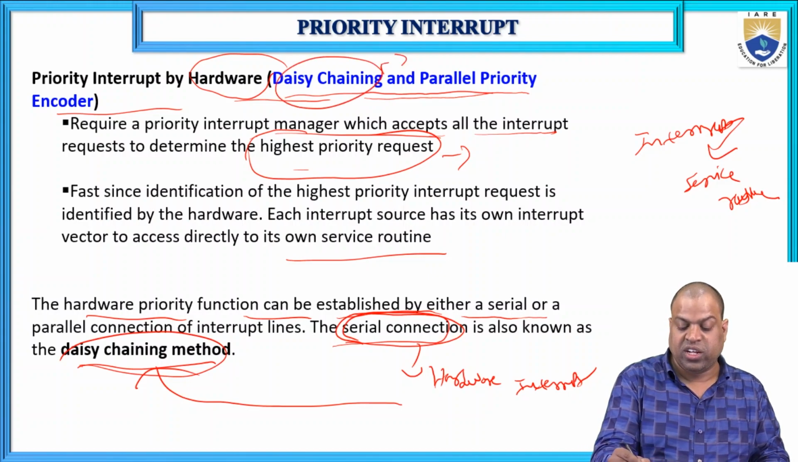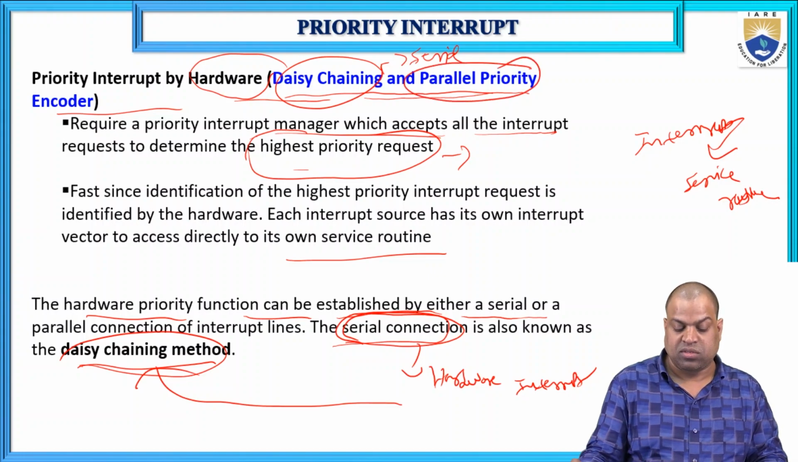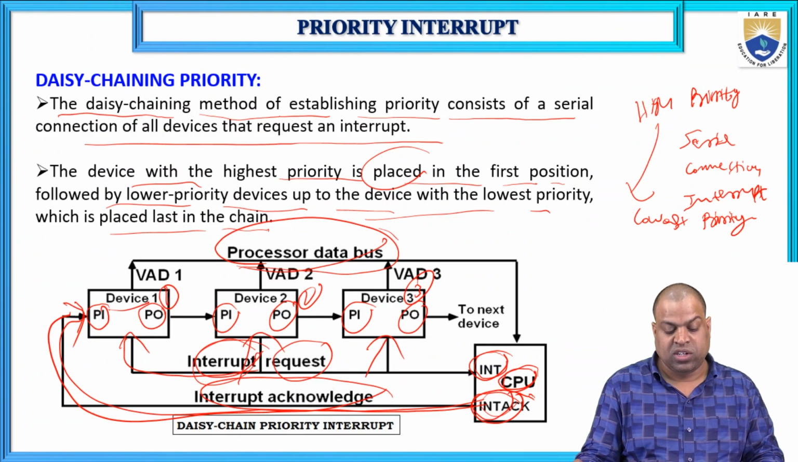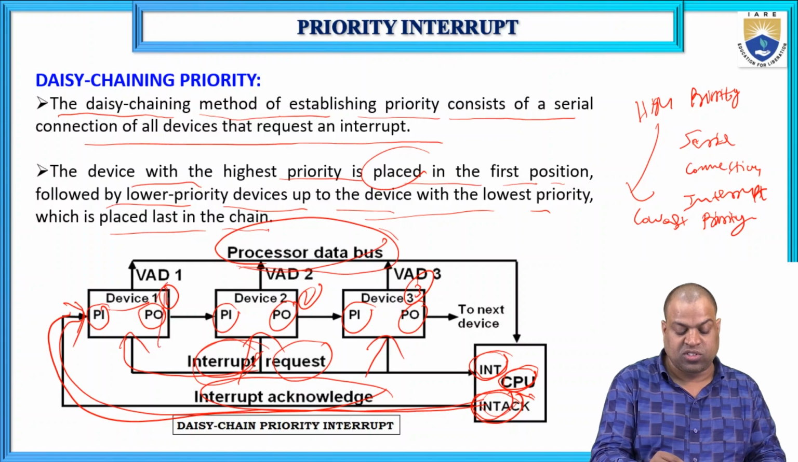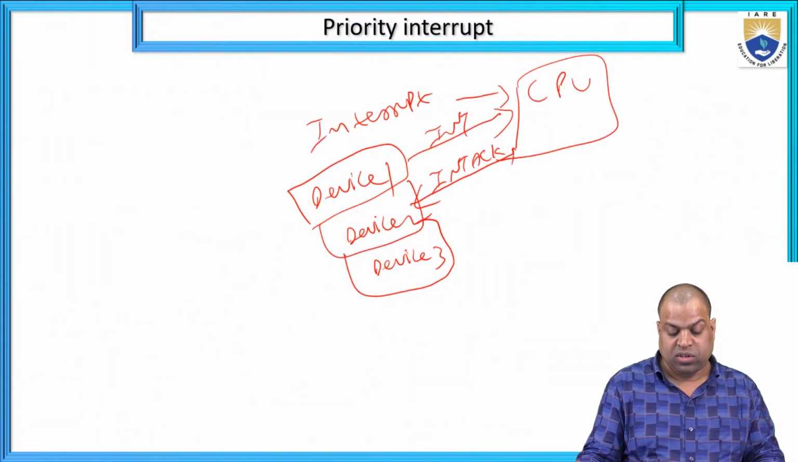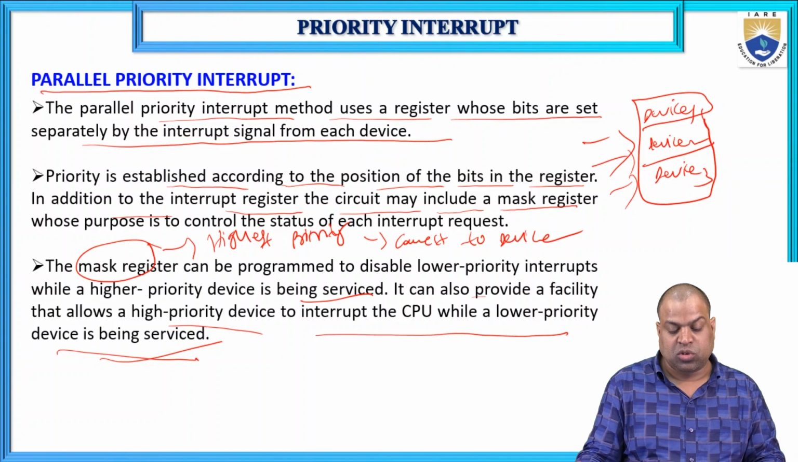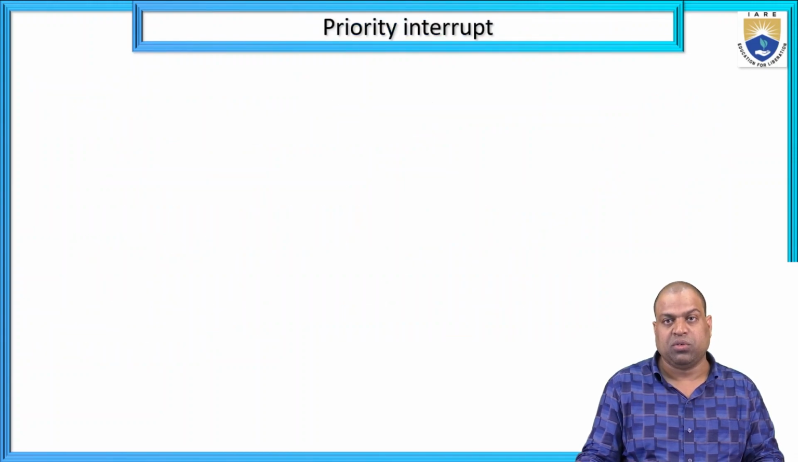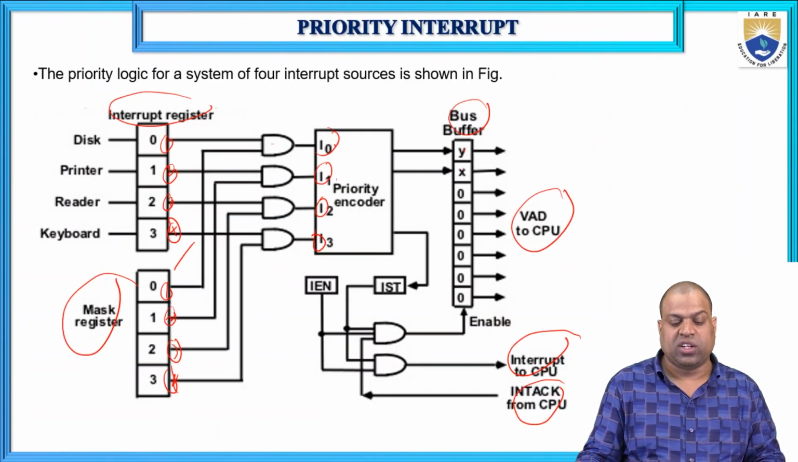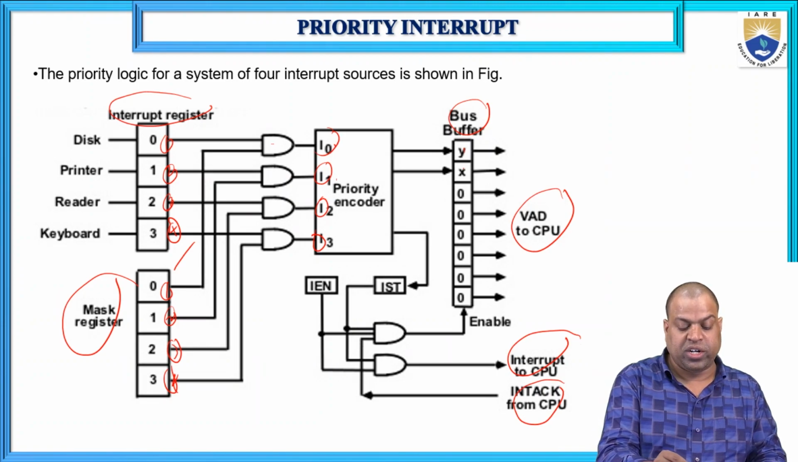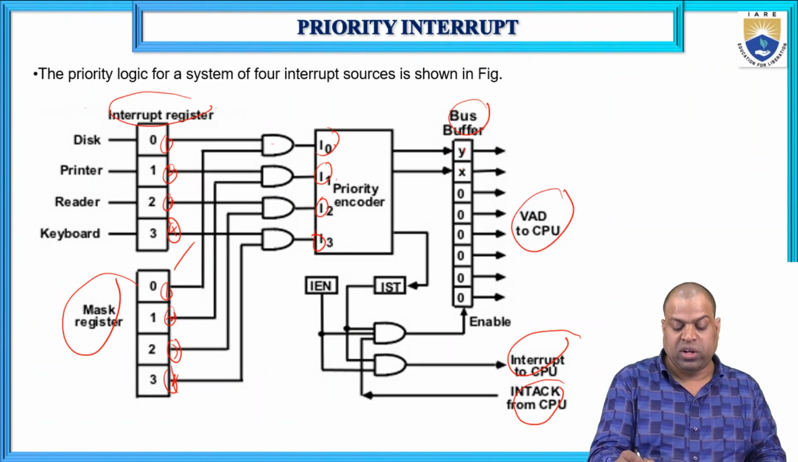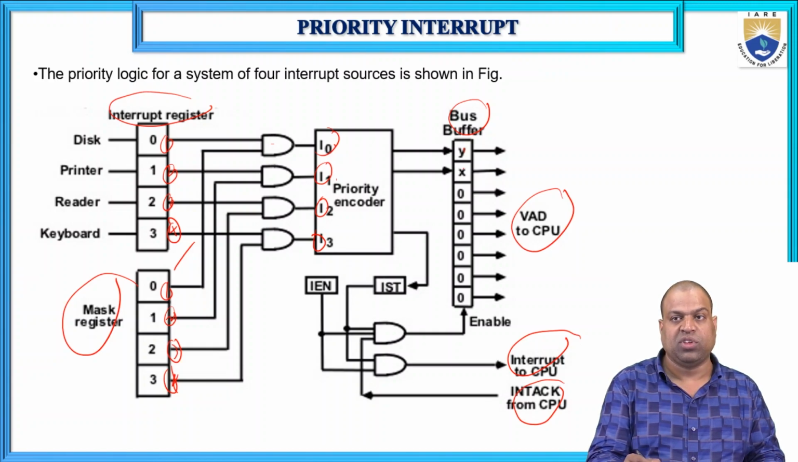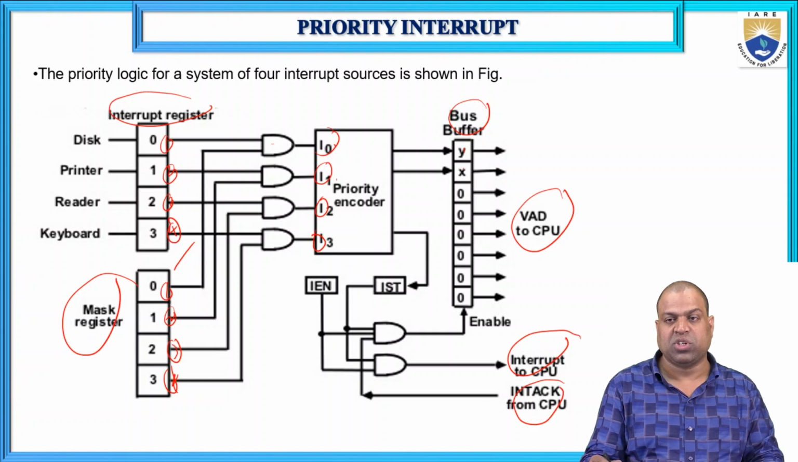Daisy chaining is serial, and the other is parallel. Parallel priority, serial priority. So daisy chaining is when the data is in serial mode, not parallel, serial one by one. So for parallel priority, we have to connect the devices parallelly to the CPU. Disk, printer, reader, keyboard are at a time connected parallelly to the CPU. And the priority encoder means we have highest priority inputs I0, I1, I2, I3, and we are getting the output.